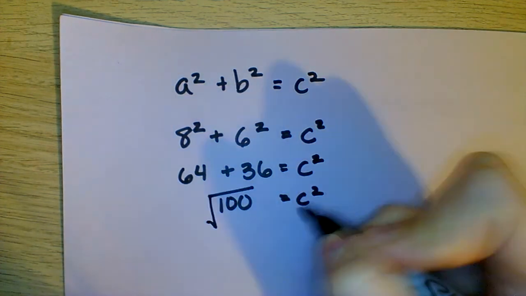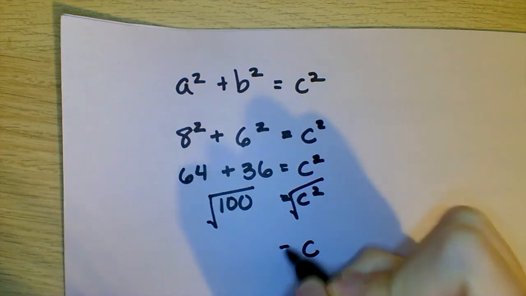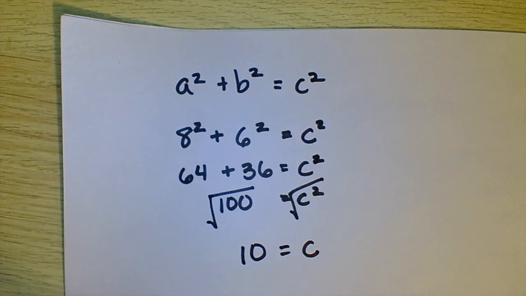The other way we can represent this is like this. The square root of C squared is C, and the square root of 100 is 10. So C must be equal to 10.